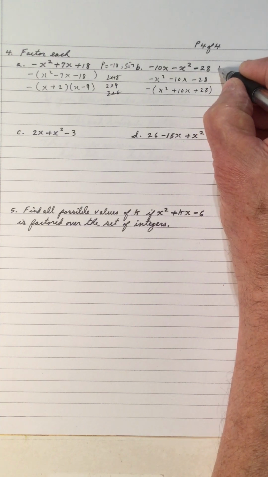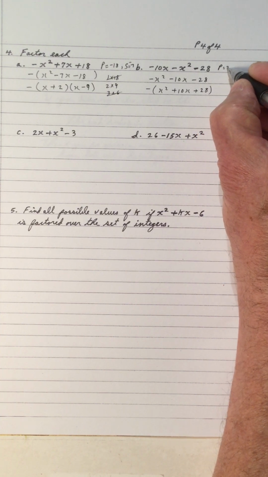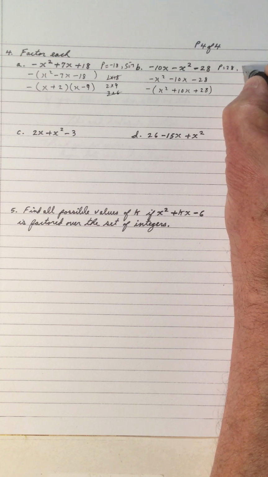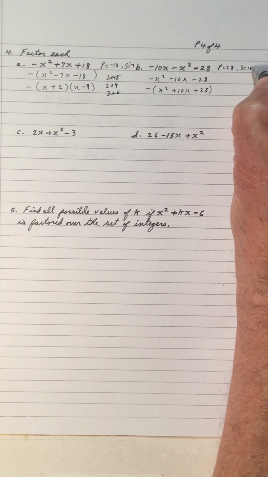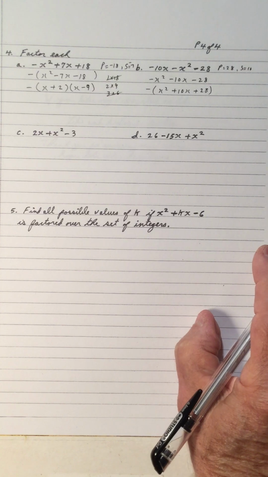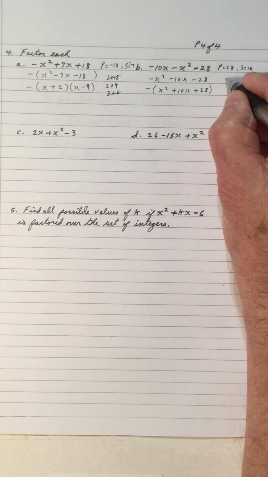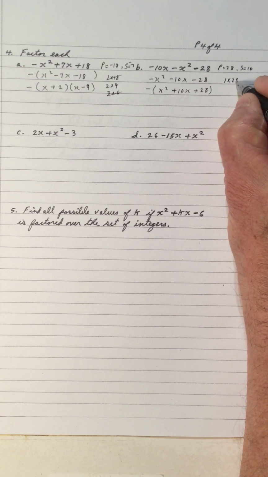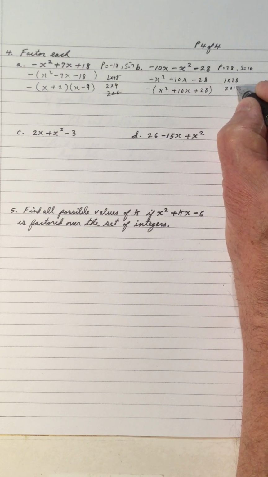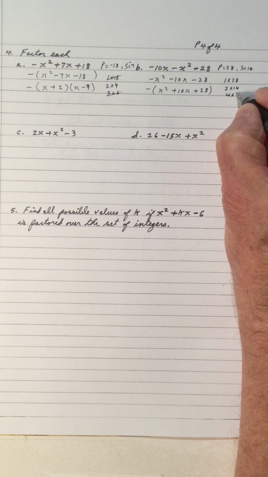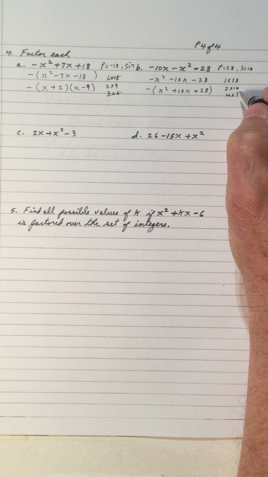So the product is negative 28 and the sum is 10. Factors of 28 are 1 and 28, 2 and 14, and 4 and 7. 4 sevens are 28.